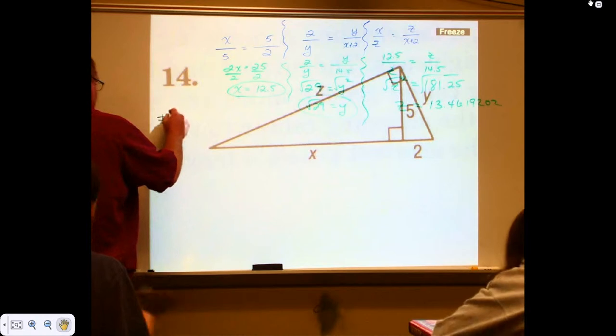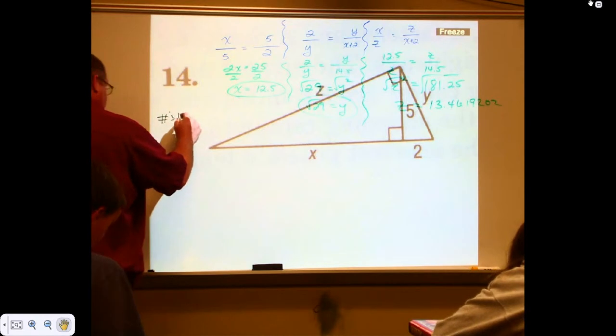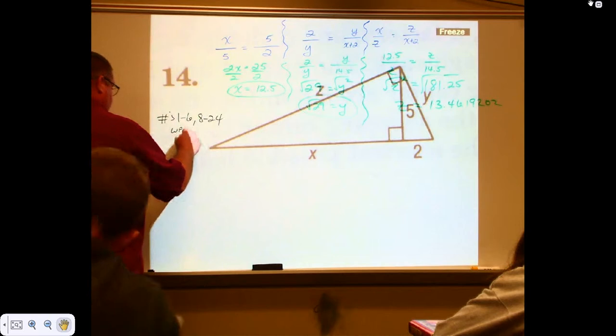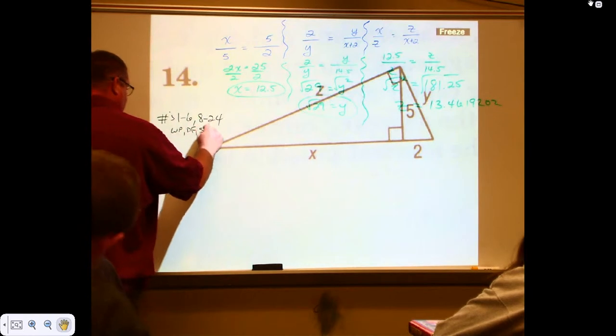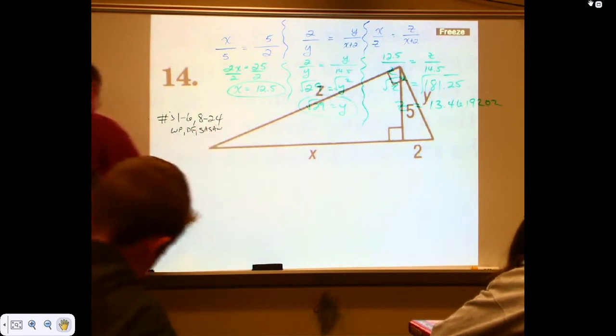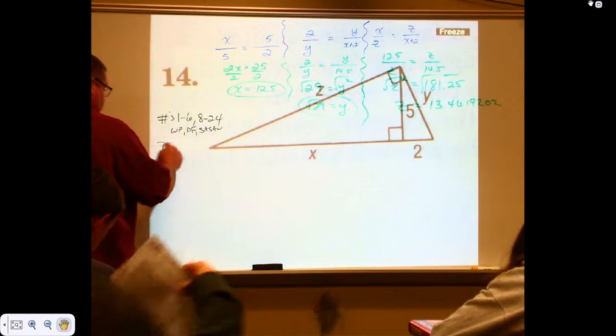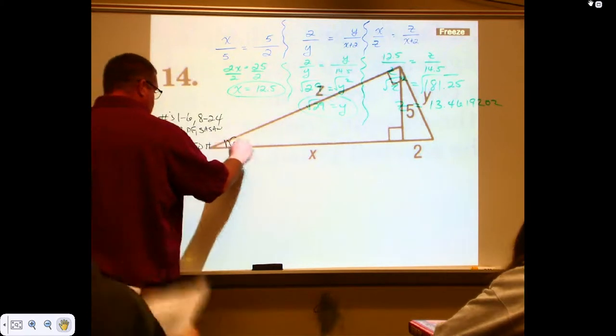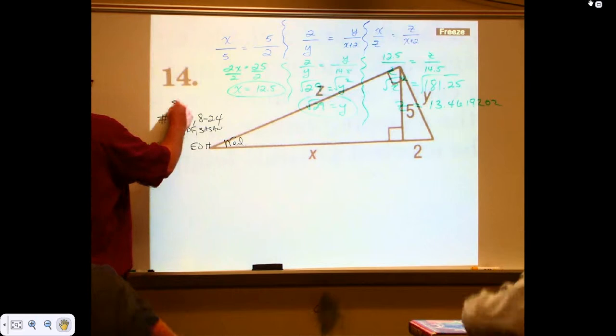Your assignment is numbers 1 through 6, 8 through 24. Write problems, draw figures, show all steps of work. Then you just put answers on these. Do in the hour at Wednesday.